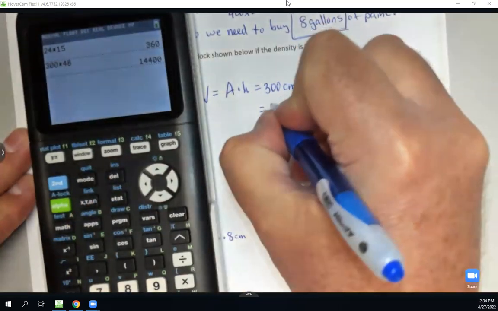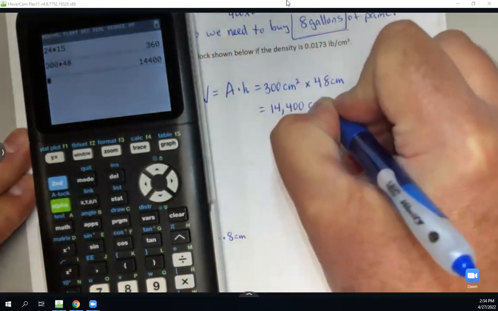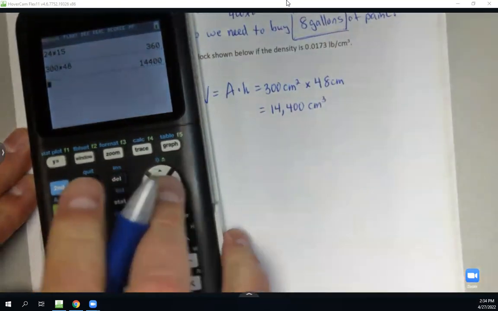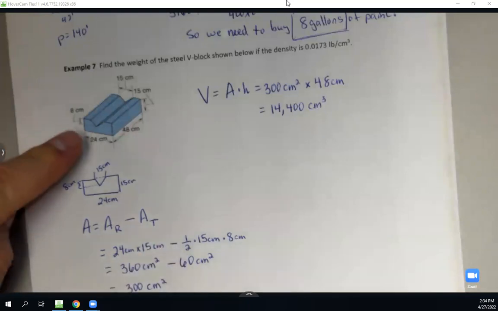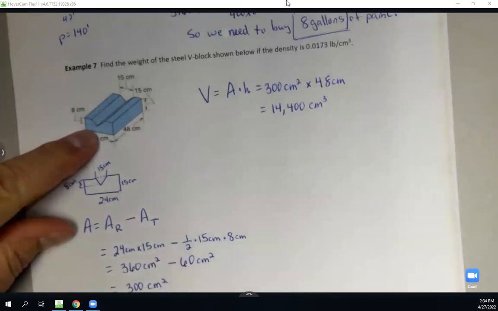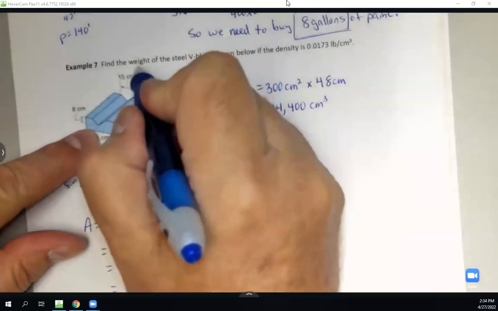So that is 14,400 cubic centimeters. Does that make sense? So I could say there's 14,400 cubic centimeters of steel making up this V block. Okay. Now again, I want to know the weight.